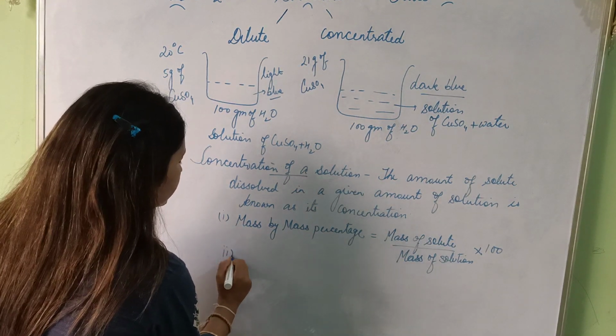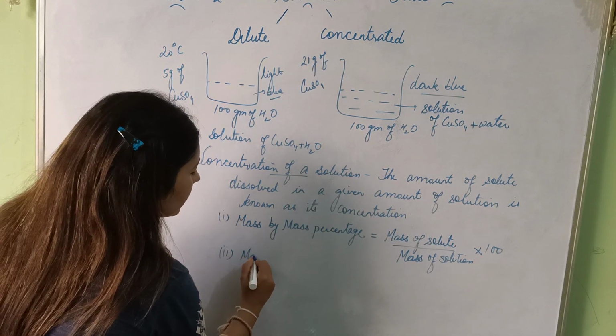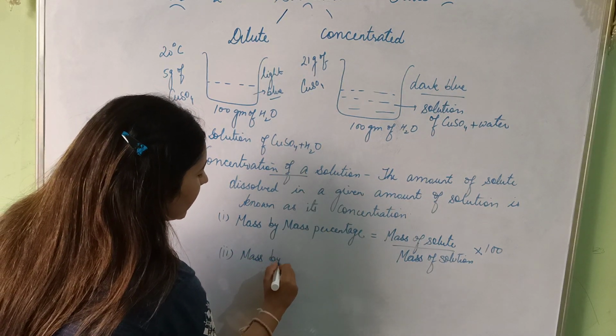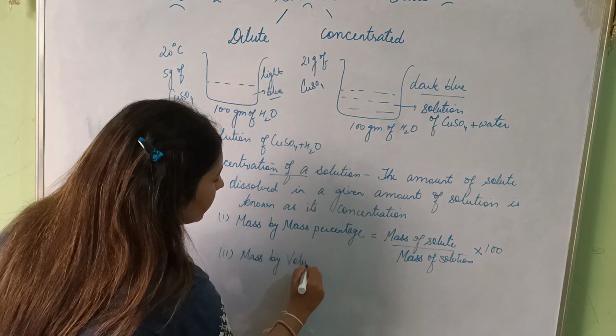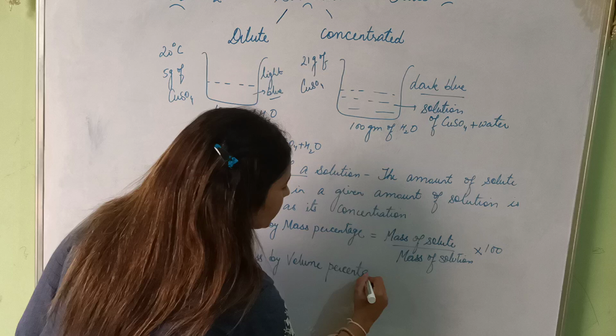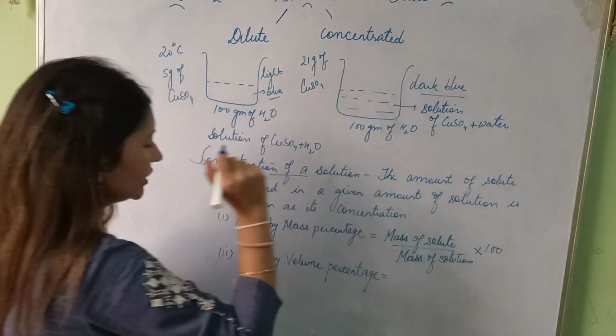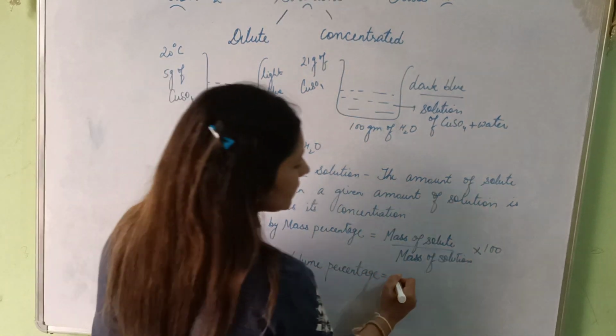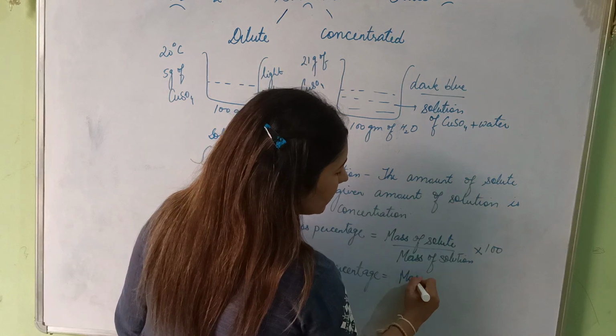Next is mass by volume percentage of the solution. The formula is, you will take mass of solute.